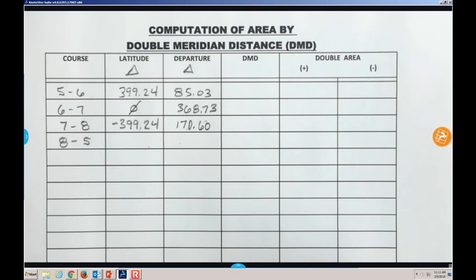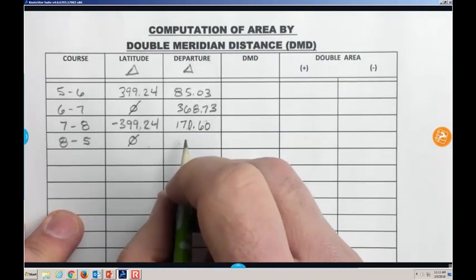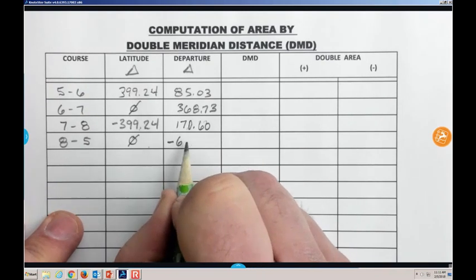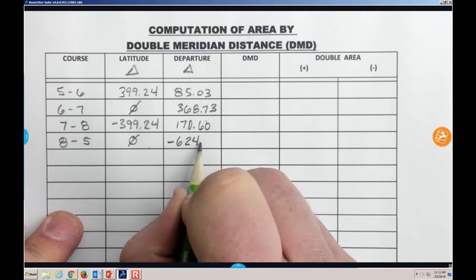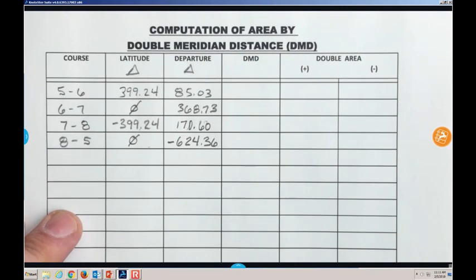All right, how about from 8 to 5? Latitude is 0. Departure? I think it's a negative 624.36. It is a negative 624.36.